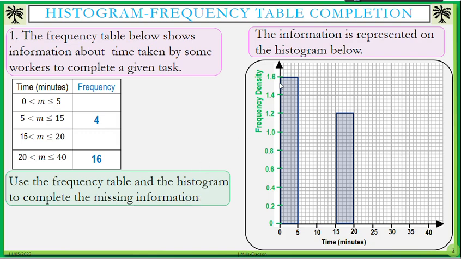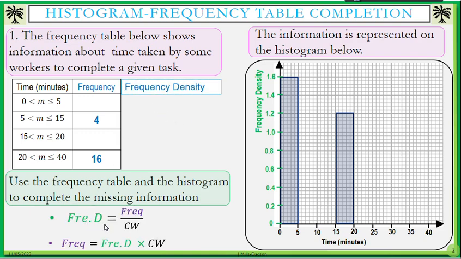Now, we can see that the frequency density scale is given to us, so that makes it much easier to complete the missing information. So all you need to recall is the frequency density is equal to frequency divided by class width, and therefore frequency will be the same as frequency density times the class width. So we need to work out the frequency density and also find the missing frequency. And to find the frequency from the histogram, the frequency is simply frequency density times the class width.